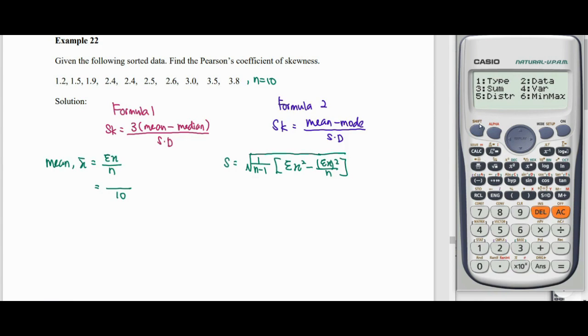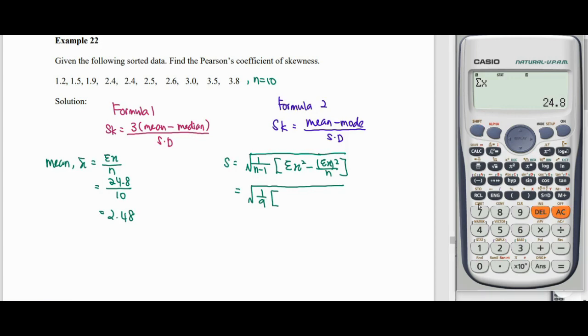For statistic option, shift 1. So find out the summation of x, 24.8. So here the mean will be 2.48 when you divide by 10. Meanwhile, for its standard deviation, we can substitute n minus 1, so it will be 1 over 9.